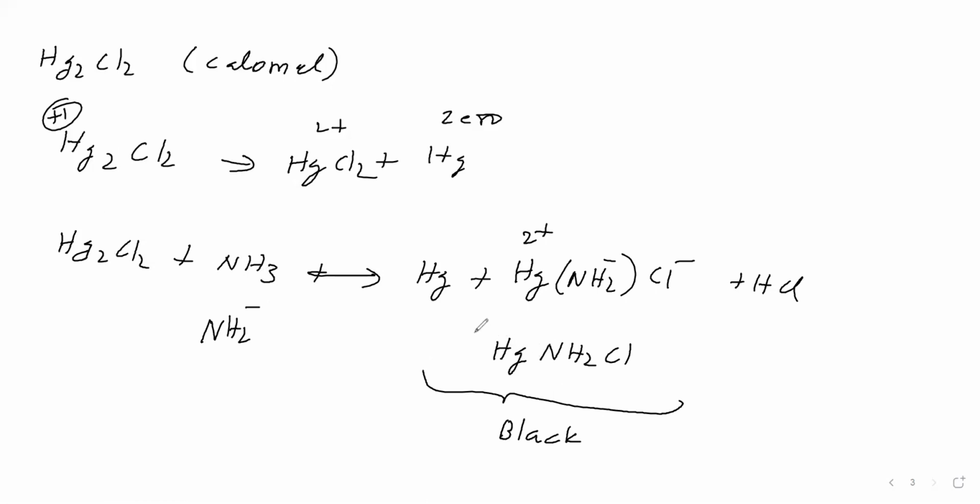Next step, we will go for ferrous salts. We will discuss some ferrous salts. Now we will take green vitriol. What is the green vitriol formula? Green vitriol formula is FeSO4.7H2O.